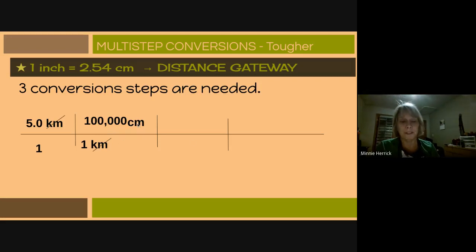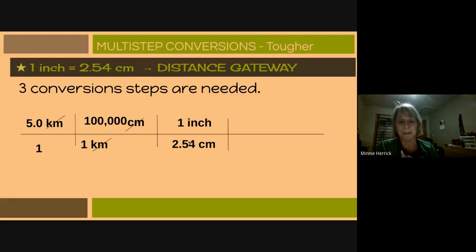When you do the next step, you're going to put centimeters on the bottom, because you're getting rid of centimeters. And there's 2.54 centimeters equaling, again, each of these is a fraction. The top and bottom equal. Then we're going to do what equals 2.54 centimeters. That's going to be an inch.